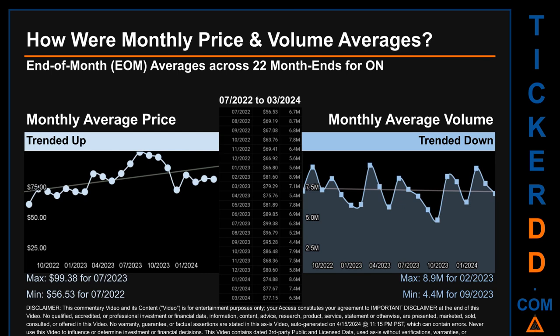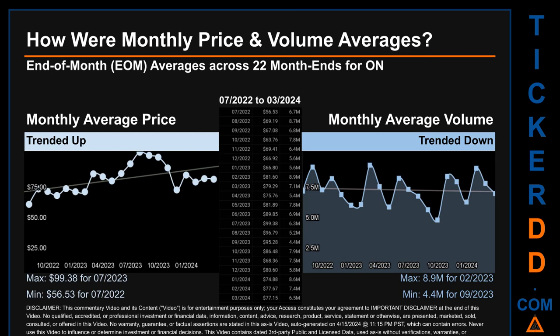How were price and volume averages for ON? Across 447 trading days, there were a total of 22 month ends, of which monthly averages for daily price and volume were calculated. Overall, monthly price average trended up while monthly volume average trended down.